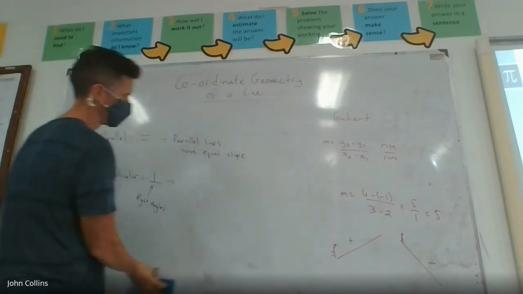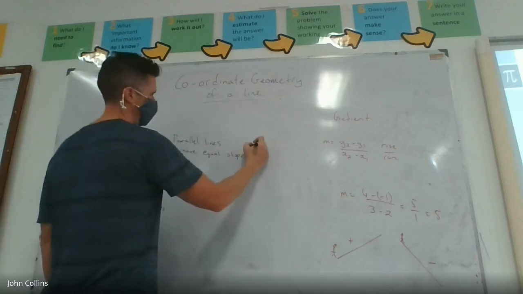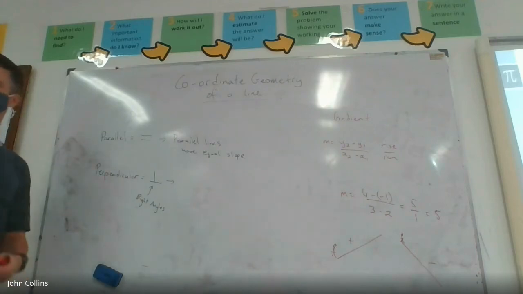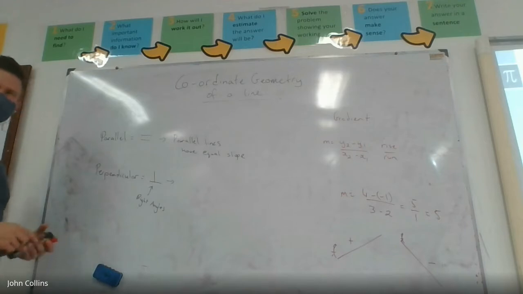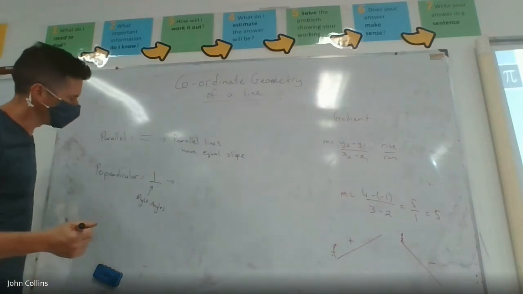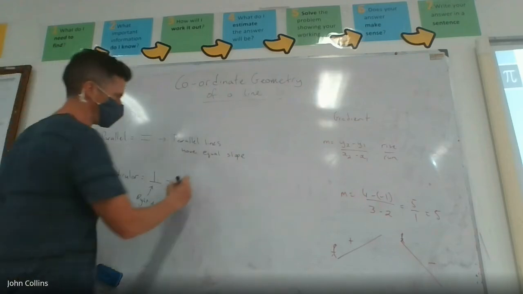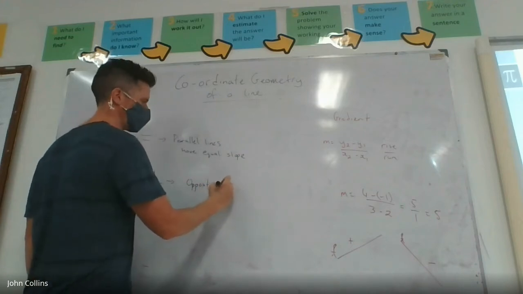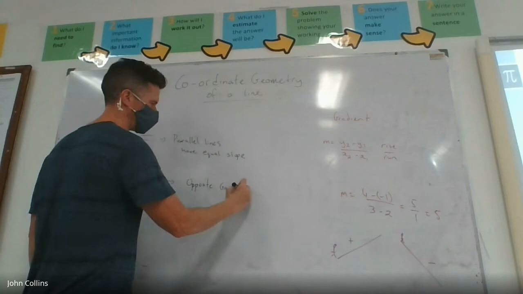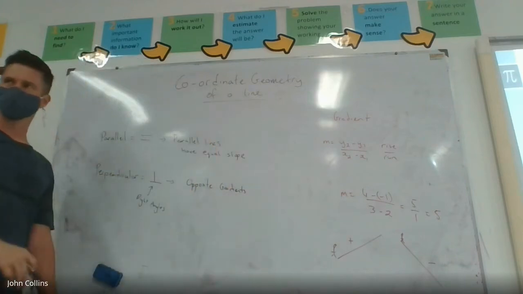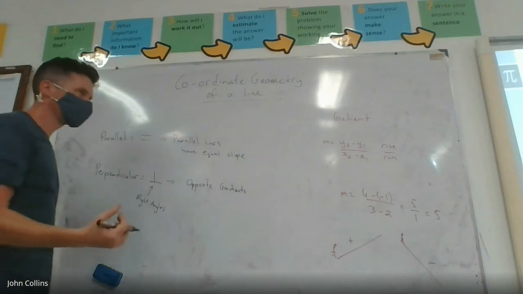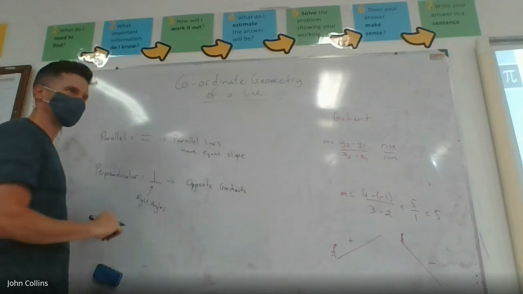Perpendicular lines then was a bit different. We had to, what was it again? Flip it and make it negative. Yeah, they use the reciprocal and make it negative. So they would have opposite gradients or opposite slopes. Remember, I'm interchanging slope and gradient constantly, but it means the same thing. They'd be exact opposites. Now, that's not a very technical mathematical term.